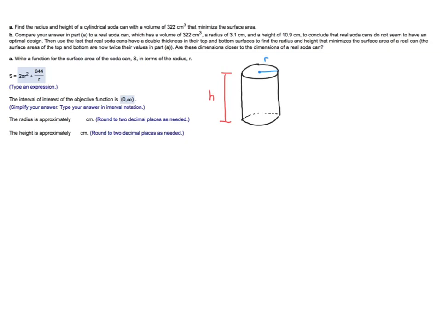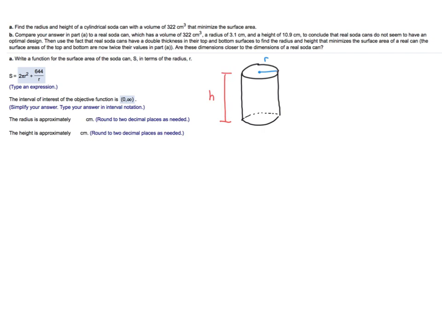For this problem, we would like to minimize the surface area of a soda can whose volume is 322 cubic centimeters. So that's what I have drawn here. The two dimensions that you can use to figure out the volume and surface area are the radius of the top circle and the height of the can.